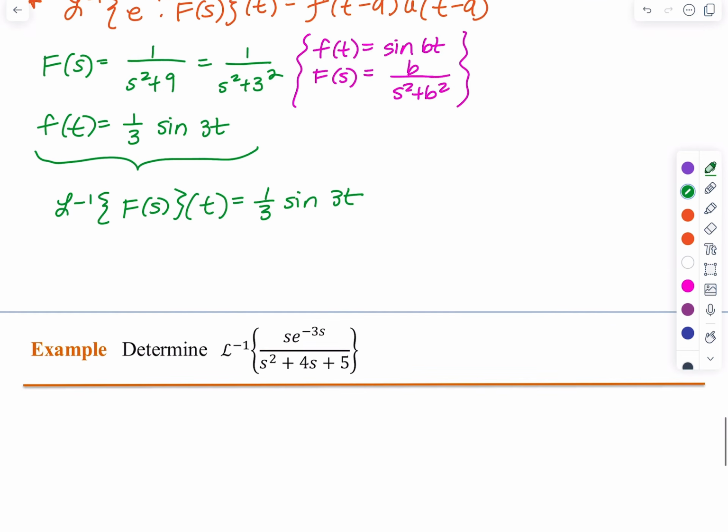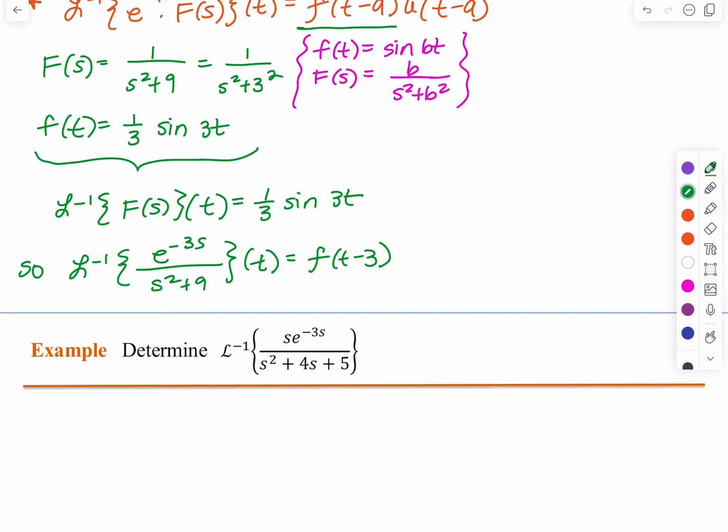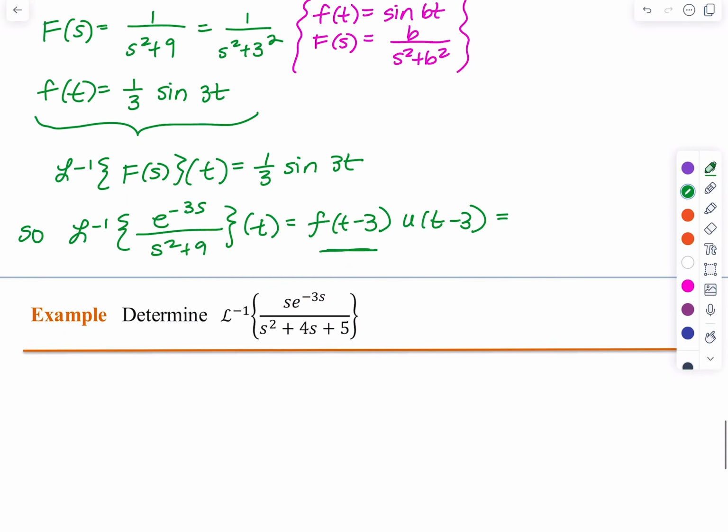And so we have that the inverse Laplace transform of e to the negative 3s divided by s squared plus 9 of t is equal to f of t minus 3, right here, because our a is 3, multiplied by u of t minus 3. And so we'll be using this t minus 3 here.